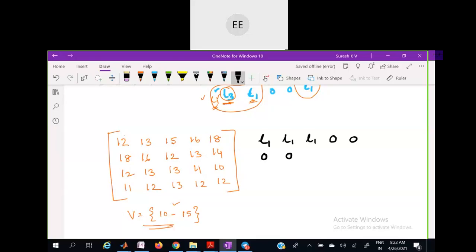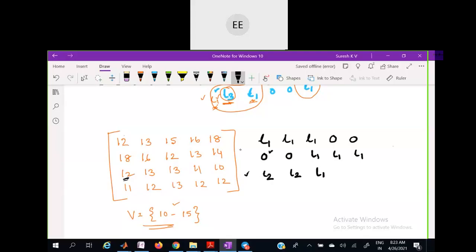For 12, L1. Very good. 13, L1. Correct. And this one? No, it is in the range 10 to 15, but it is not connected. See, this value 12 is a new value. You have to look at this and look at this. Since it is a new value and these neighbors are not assigned, I have to give a new label here. This is L2. Now what about this one?